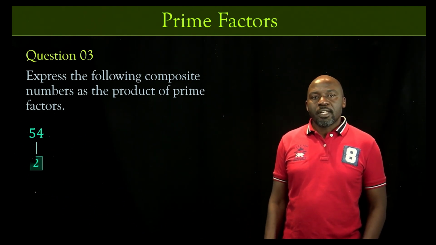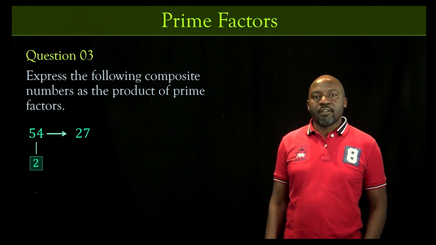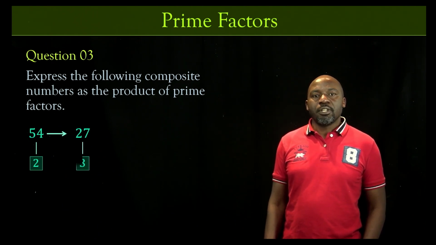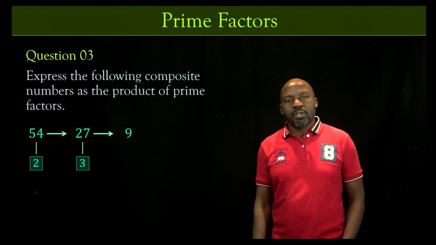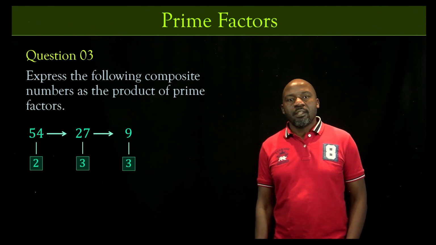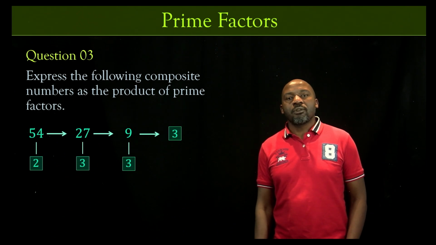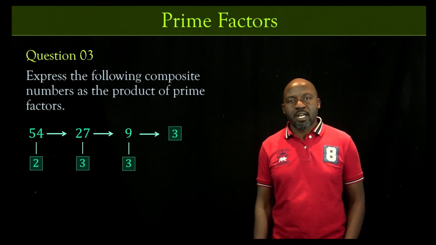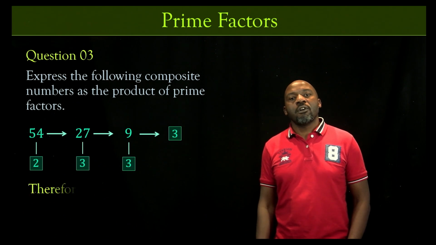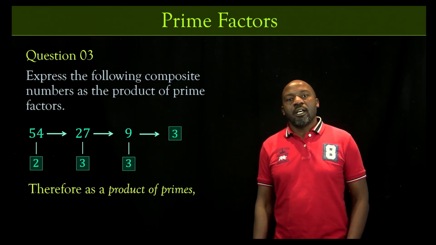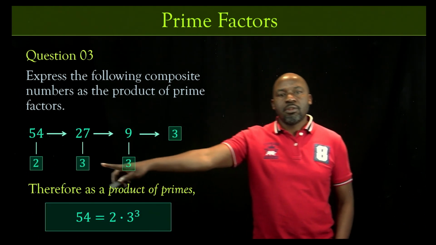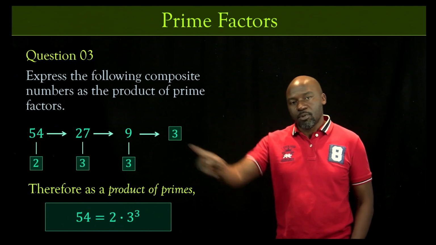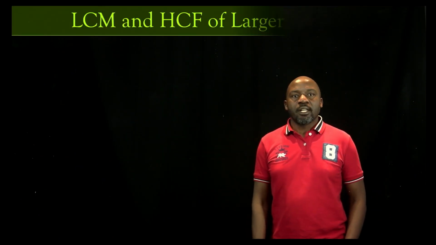Similarly, we start with the smallest. 2 goes into 54 27 times, and 2 does not go into 27. Instead, it is 3 that goes in 9 times, and so we try with 3 again, and 3 goes into 9 3 times. Okay, and the 3 there now is a prime number, so we can conclude that if expressed as the product of prime factors, 54 can be written as 2 times 3 cubed. 3 times 3, 3 times 3 times 3, so that is 3 cubed multiplied by 2 there. Hope we are understanding this.